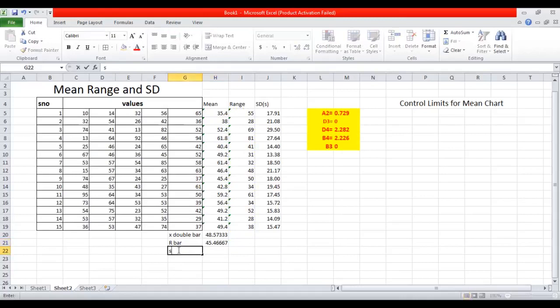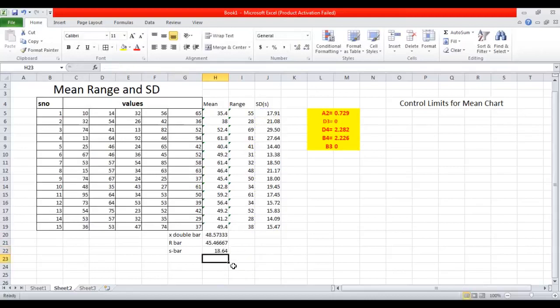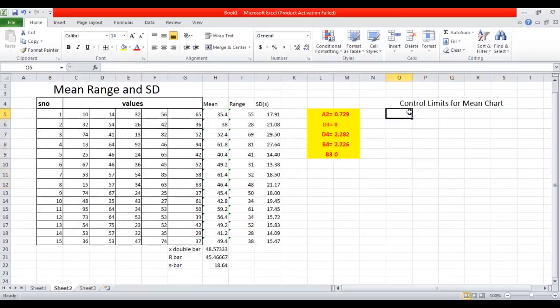Similarly, I'll find S bar here also. S bar is the average of all the standard deviations. Now we have the X double bar, R bar and S bar. Now the control limits for the mean: what are the UCL, CL and LCL values? First, coming to UCL, what is the UCL value? X double bar plus A2 into R bar. So find that value: X double bar plus A2 into R bar.